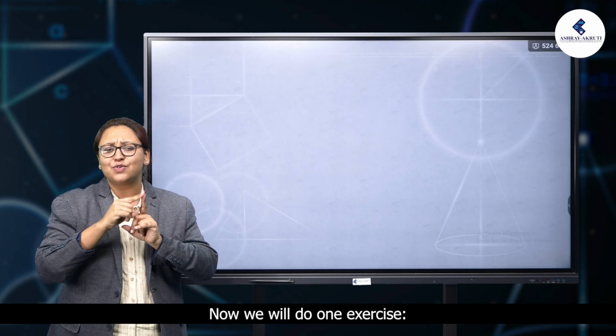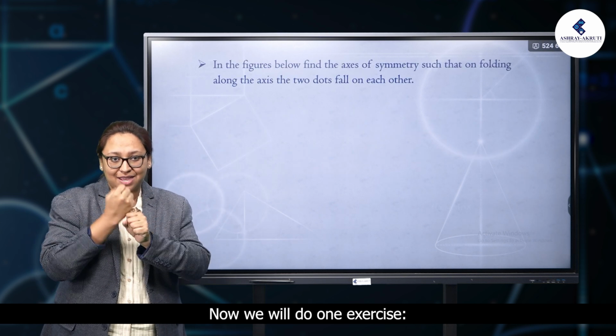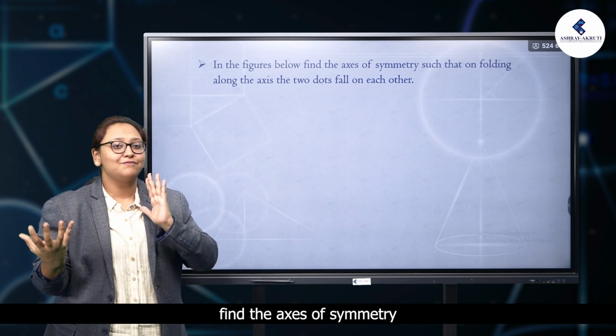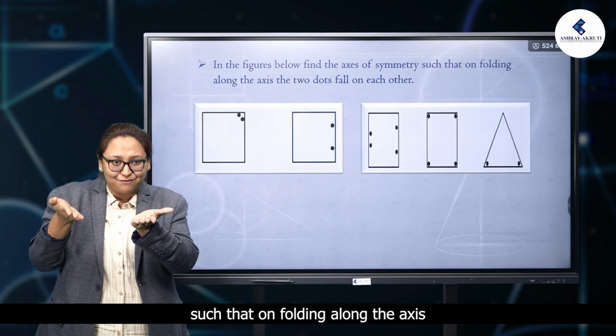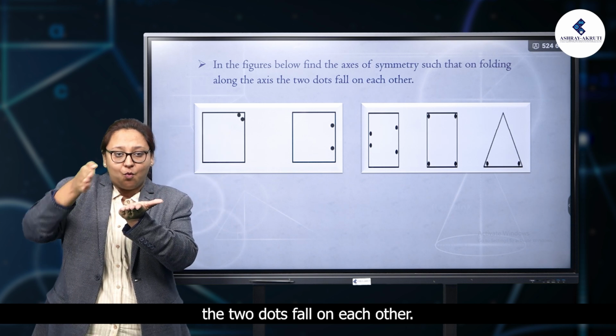Now we will do one exercise. In the figures below, find the axis of symmetry such that on folding along the axis, the two dots fall on each other.